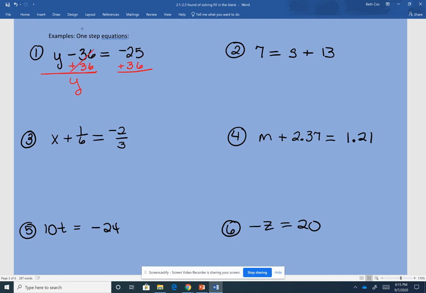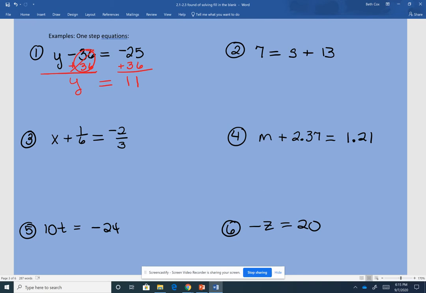But remember, that's 0. That's 0. And this is going to be my answer. So negative 25 plus 36 is 11. Use your calculator if you need to. Negative 25 plus 36. Okay, number 2.